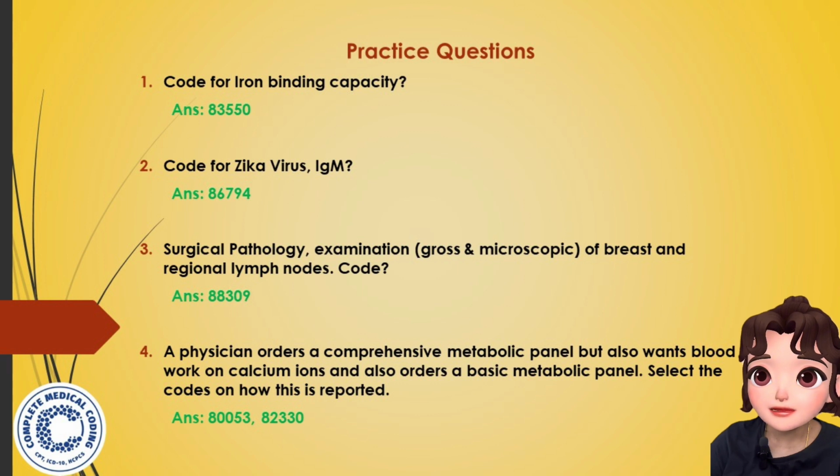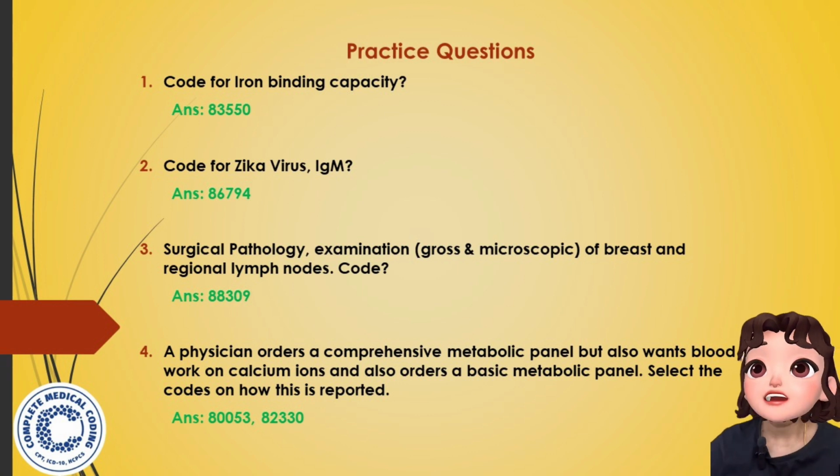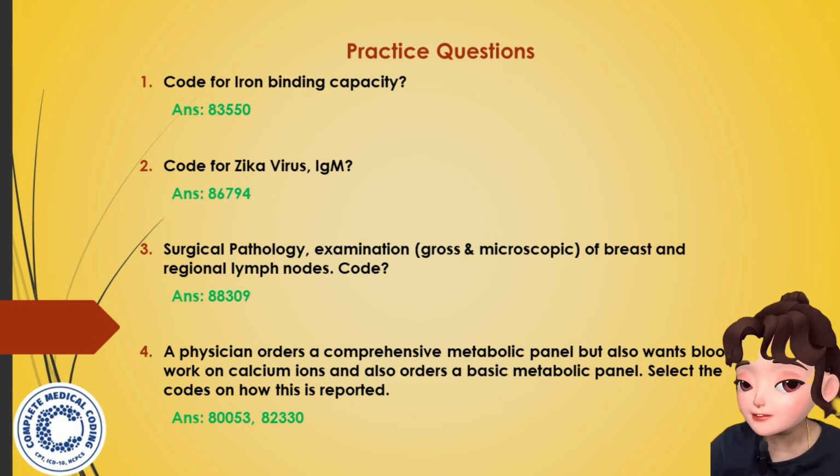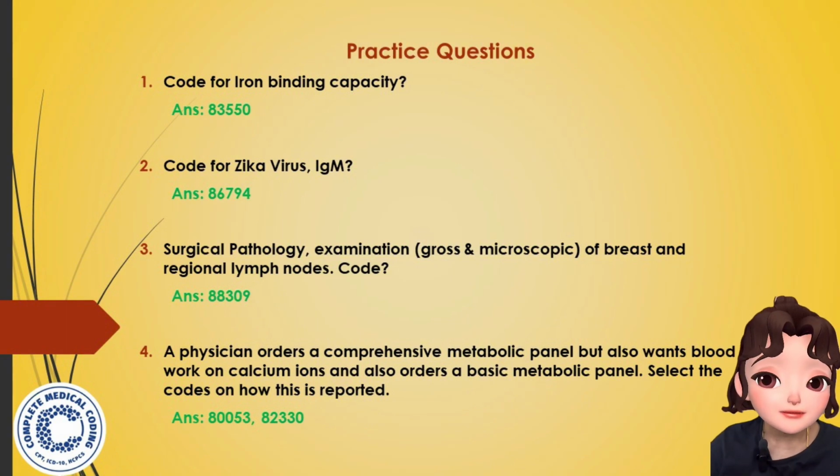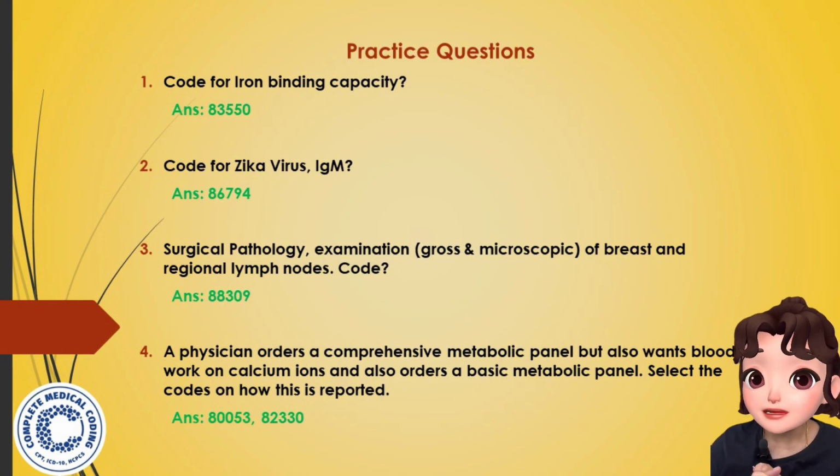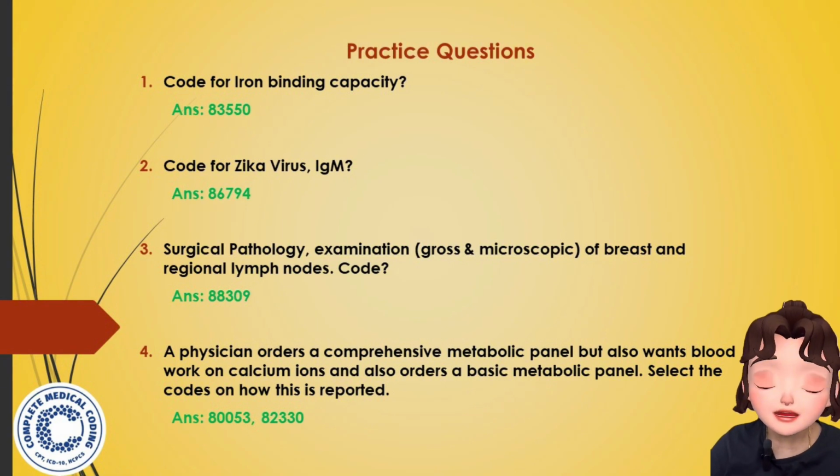Now, the next question is an important one regarding the panel that we have discussed earlier. A physician orders a comprehensive metabolic panel, but also wants blood work on calcium ions and also orders a basic metabolic panel. Select the codes on how this is reported. So, here the doctor orders a comprehensive metabolic panel. He wants a basic metabolic panel as well. And also he wants the calcium ions, meaning ionized calcium. There are two different types of tests, total and ionized. Here the doctor has ordered ionized calcium. How will you report these CPT codes?